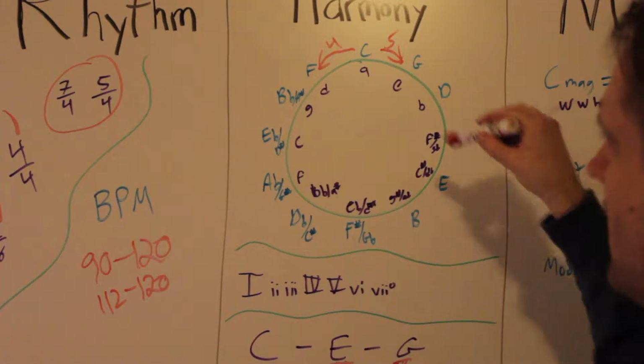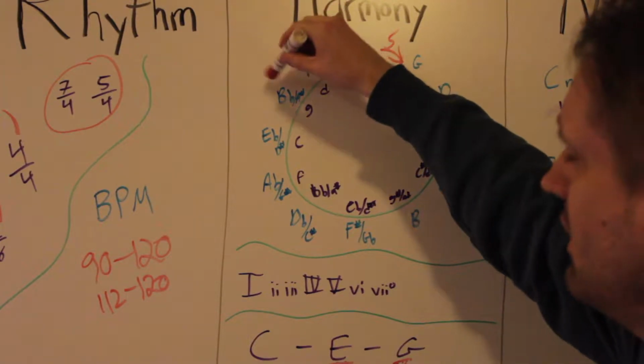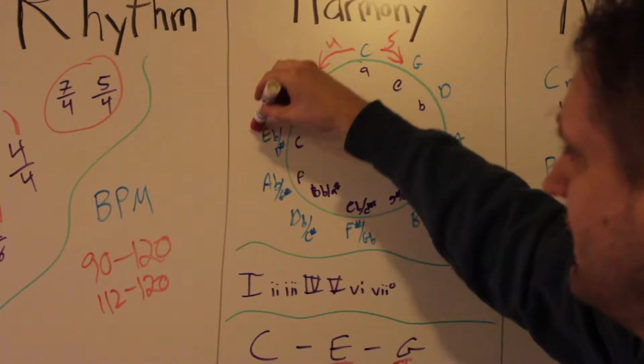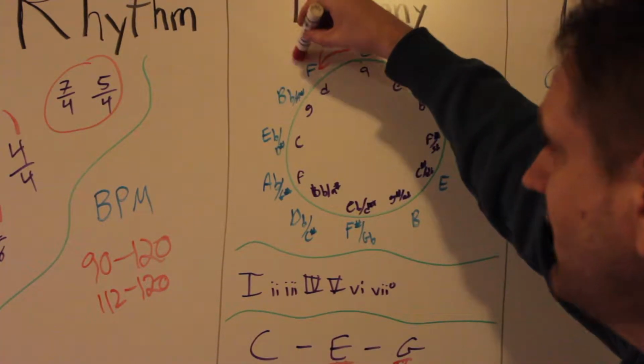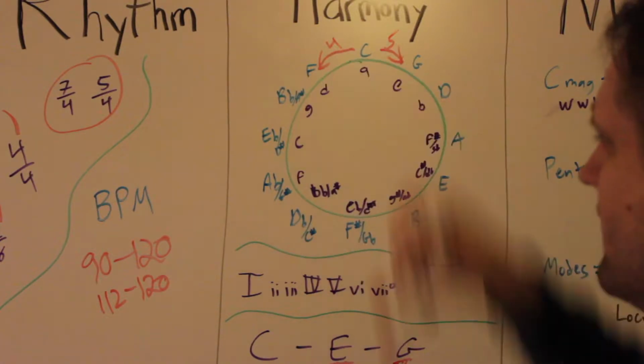Everything going in this direction is going up a fourth. So F to B flat is a fourth, B flat to E flat is a fourth, but E flat to B flat is a fifth, B flat to F is a fifth, and it goes like this in a circle.